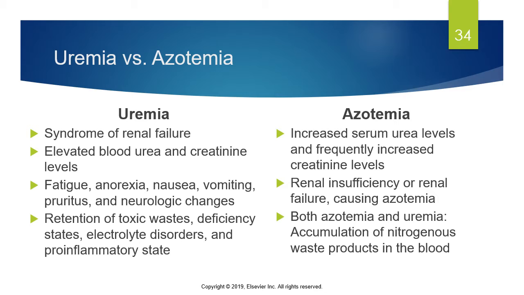Azotemia is characterized by increased serum urea levels and frequently increased creatinine levels, normal being 0.7 to 1.4. Renal insufficiency or renal failure causes azotemia, and both azotemia and uremia indicate an accumulation of nitrogenous waste products in the blood. That's a common characteristic that explains the overlap in the definitions of terms. So with either one of those, you have an increase in the blood urea nitrogen.